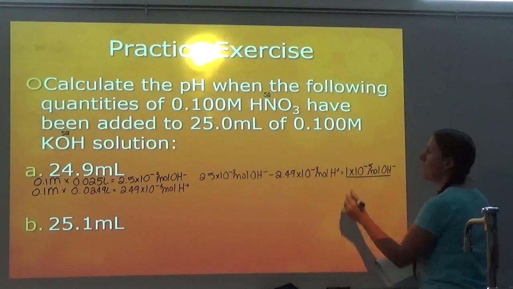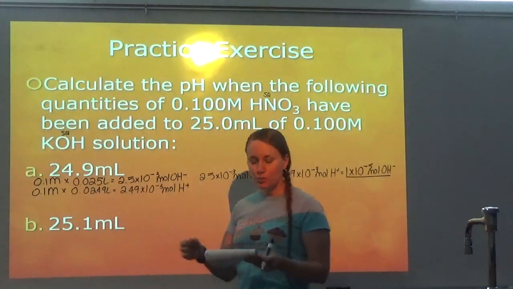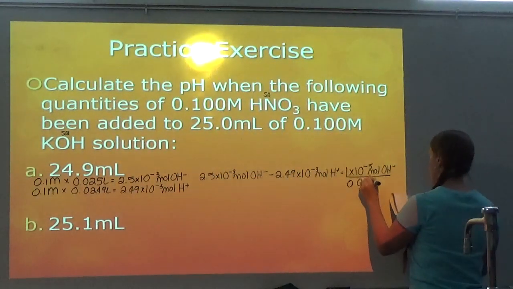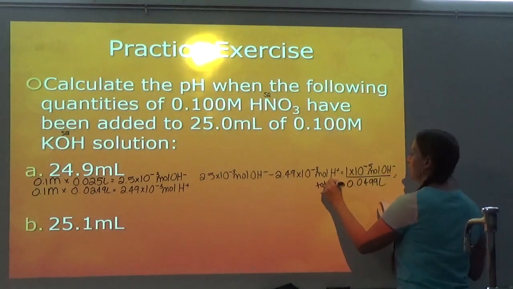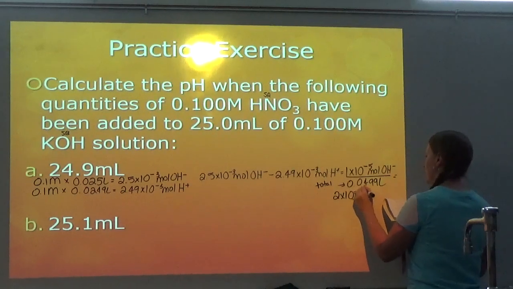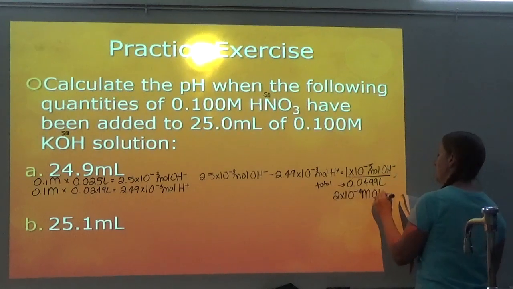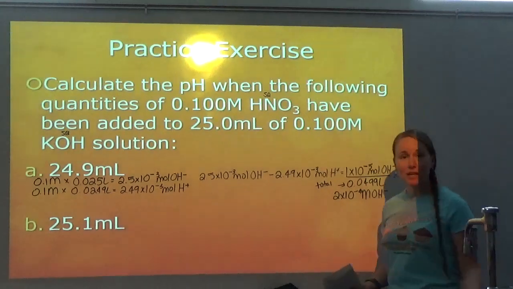So I have to divide by the total volume. So I added 25 and 24.9, and I got a total volume of 0.0499 liters. Okay, remember this right here is my total volume. And so after I did that, I got 2 times 10 to the negative 4 molar OH minus.